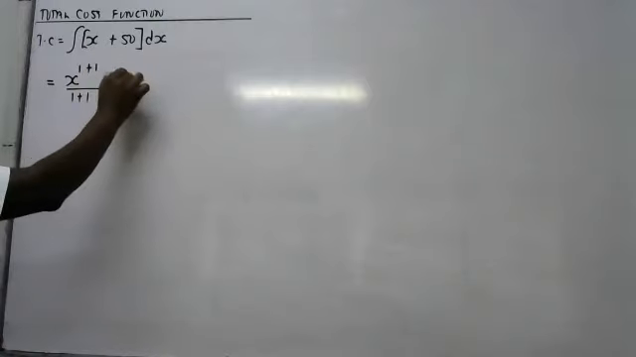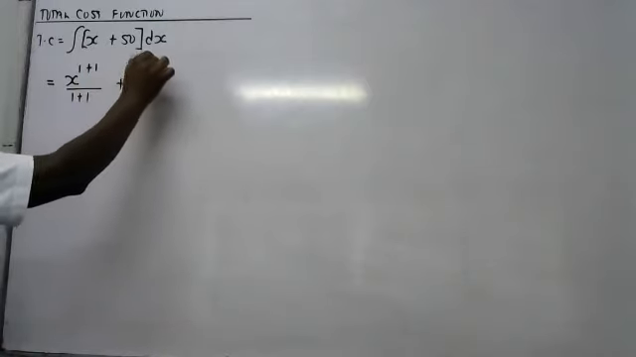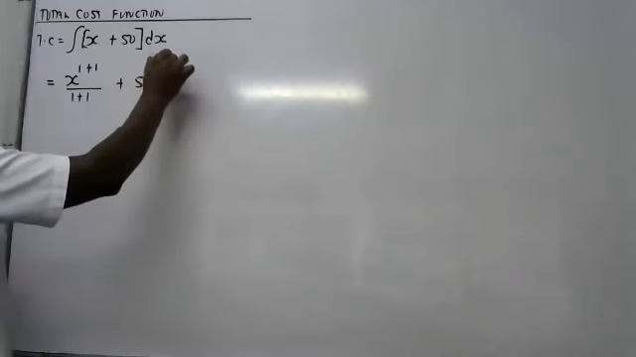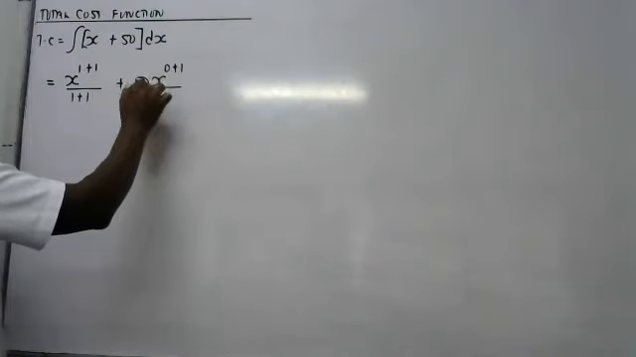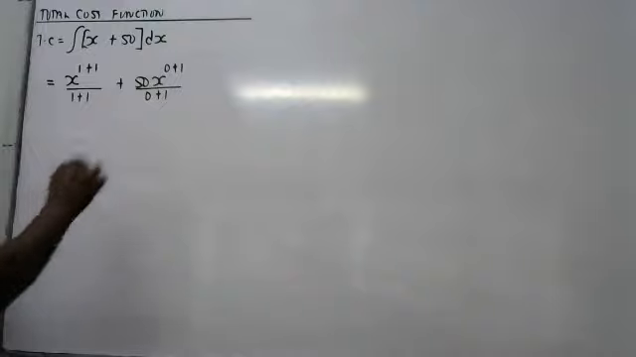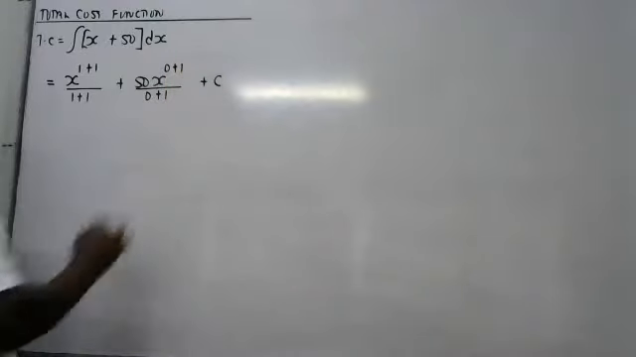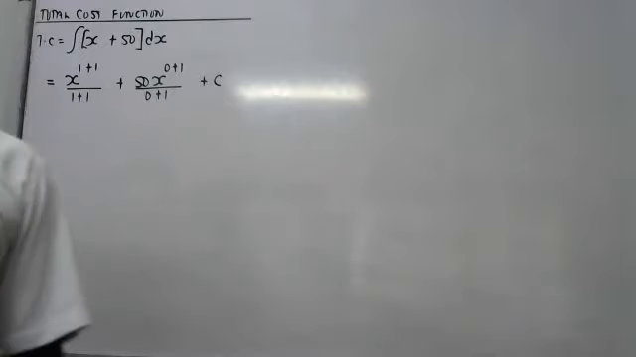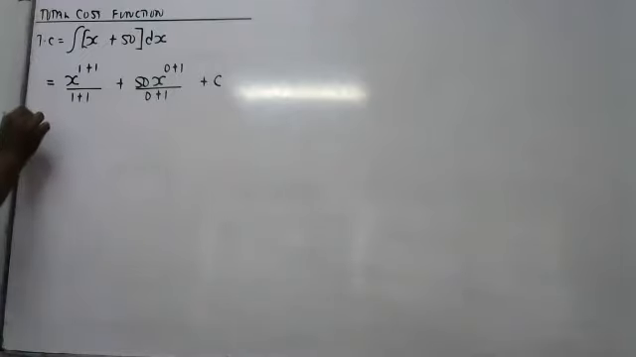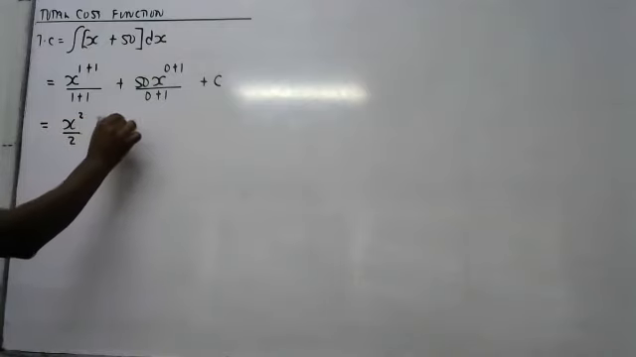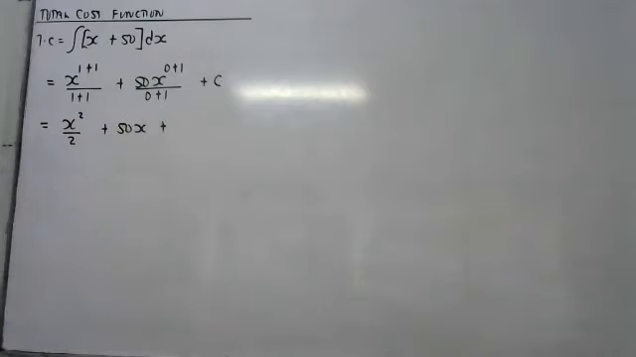This one, which is 50, is 50 times x to the power 0. So you add back one, you divide by the new power, 0 plus 1. And then you add c. Now c represents any constant that could have become 0 when you are differentiating. So this becomes x squared divided by 2 plus 50x plus c.